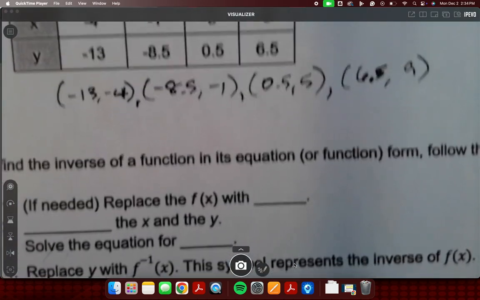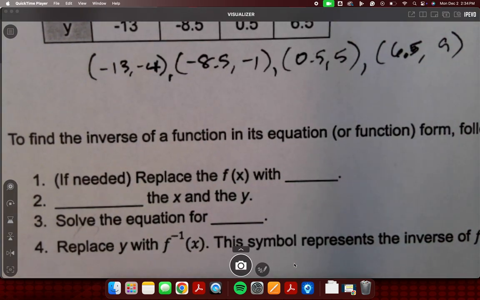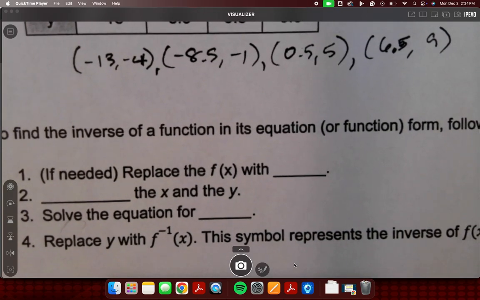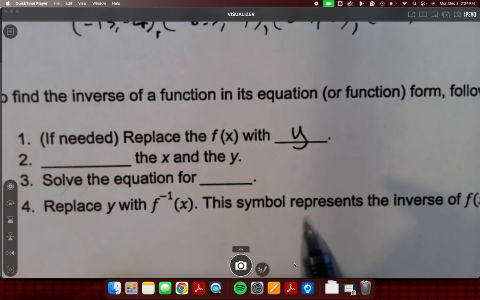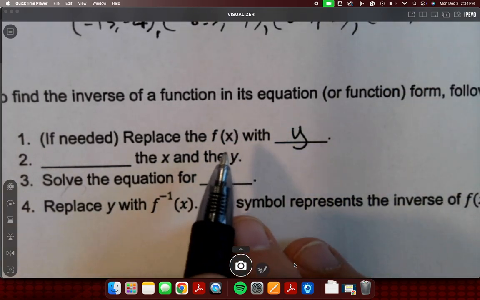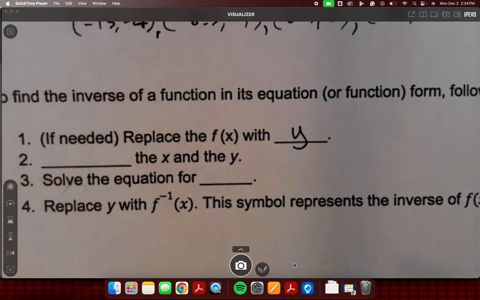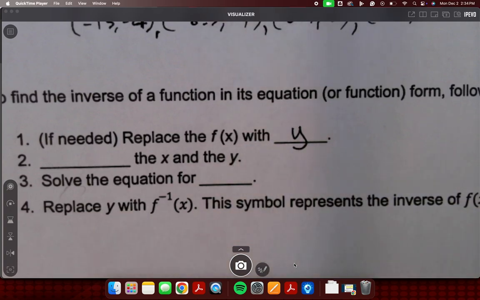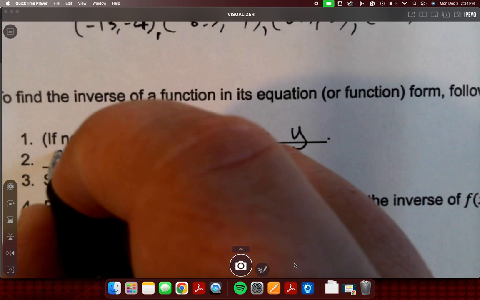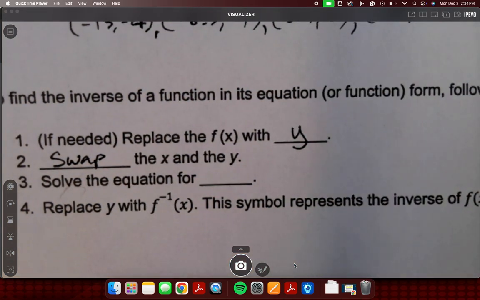Now it's a little more work when we're actually trying to find the inverse of an equation. But I've got the steps laid out for you here to find the inverse of a function in its equation or function form. If needed, we'll first replace f of x with y. Remember, y and f of x mean the same thing. This is just called the function notation when they write f of x. So if it's already y, nothing needs to be done. But if they write f of x, you want to change it to a y. Then you'll swap the x and the y.